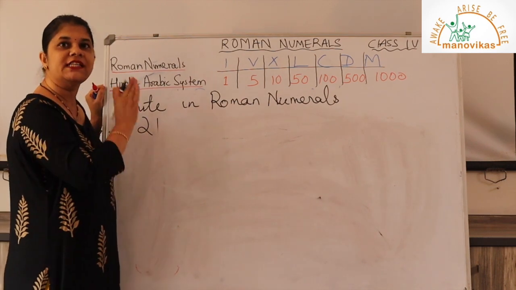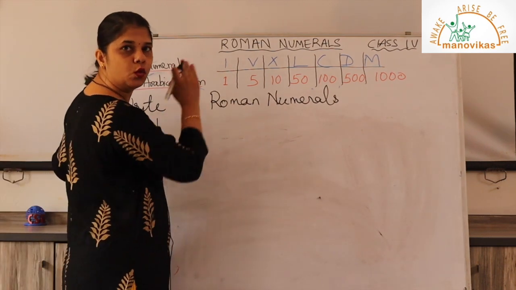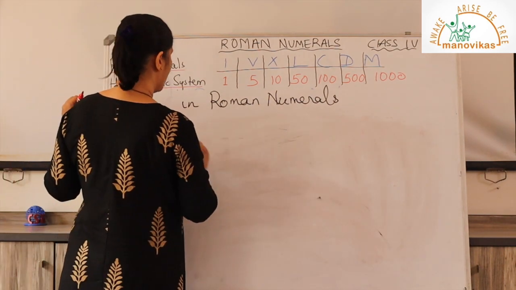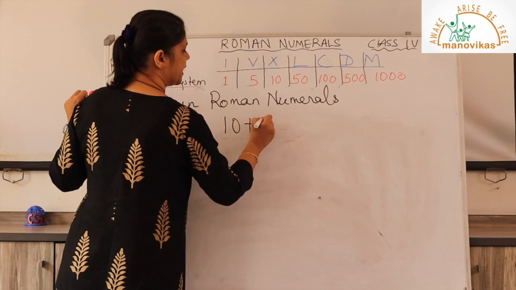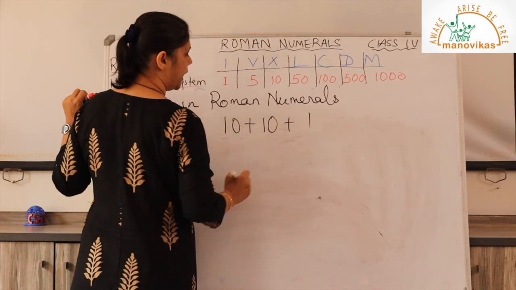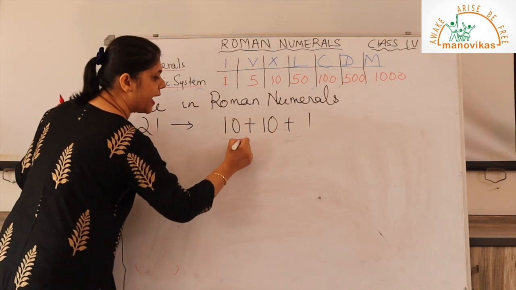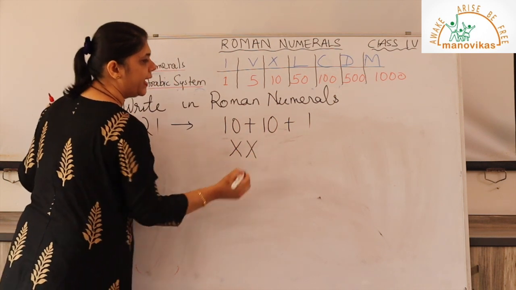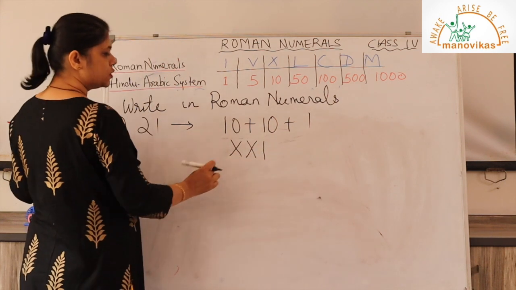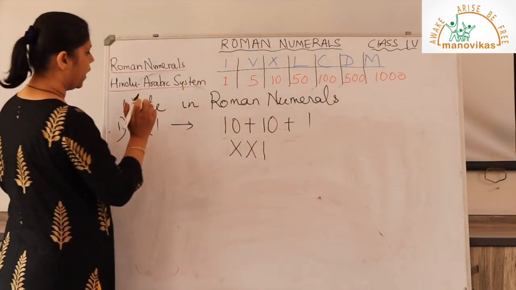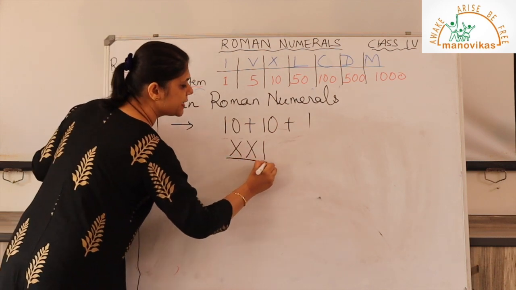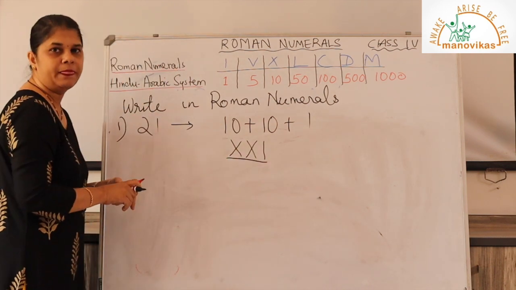First of all, children, split the number according to the rules we have seen now. Okay. Now 21 will be split how? 10 plus 10 plus 1. So 10 means what? X. Since I have repeated, that is addition, one more X and 1. So this will become 21. So how is it written in Roman numerals? X, X and I. Okay.